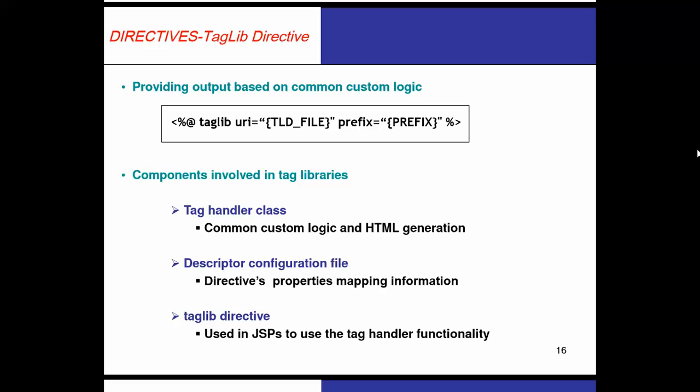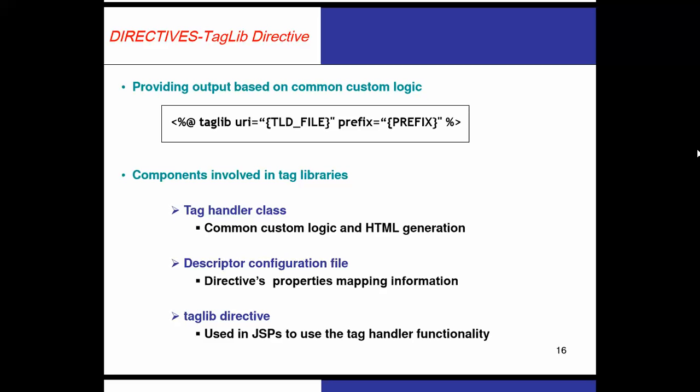Before talking about taglib directives, there are three components I will be writing. In order to make a taglib directive, I will be using three components: one is a tag handler class, the second is a descriptor configuration file, and the third is the taglib directive. First, what is a tag handler class? A tag handler class holds common custom logic and HTML generation.